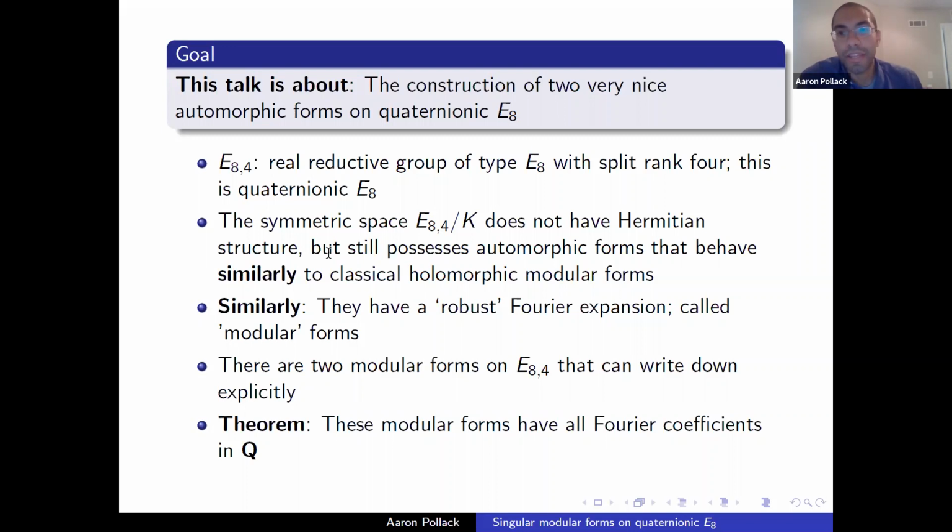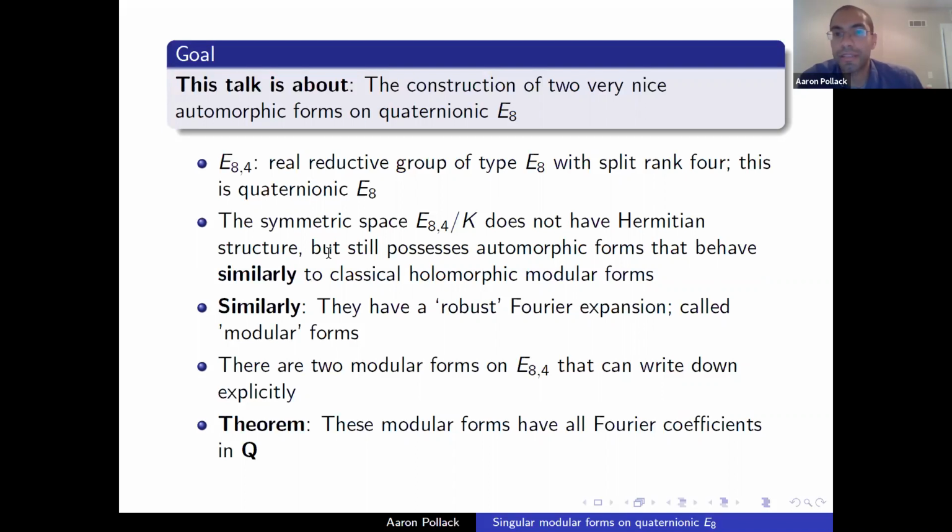So E8-4 is the group that plays the central role in this talk. This is a real reductive group of type E8 with real rank 4. That's what quaternionic E8 means. And sometimes I'll blur the notation and write E8-4 for a linear algebraic Q group which is split at all the finite places and at the infinite place is this real Lie group.